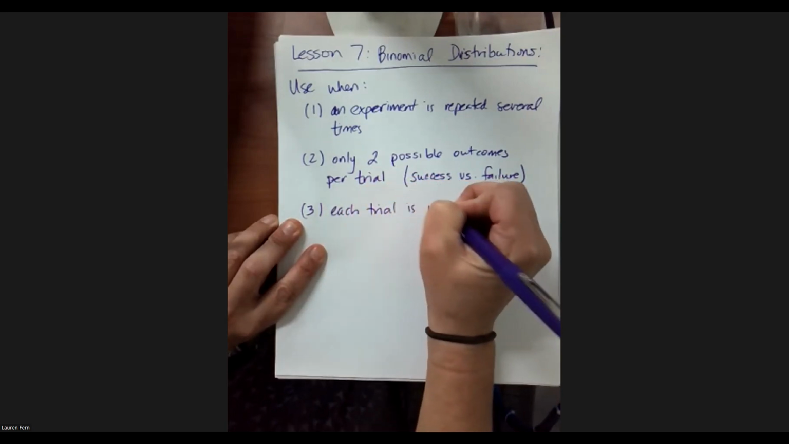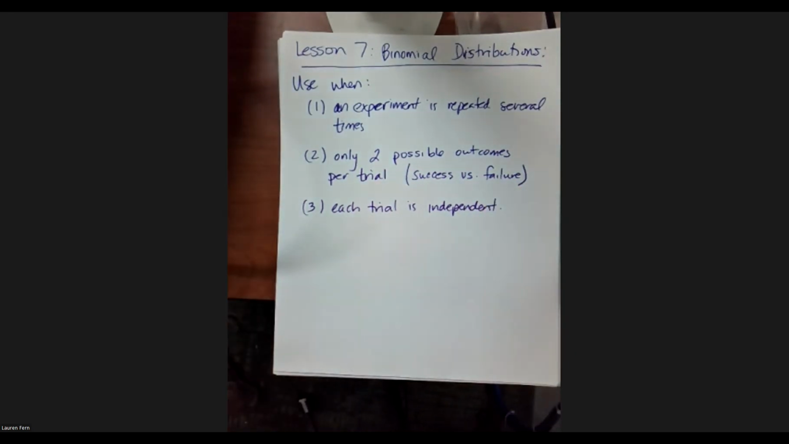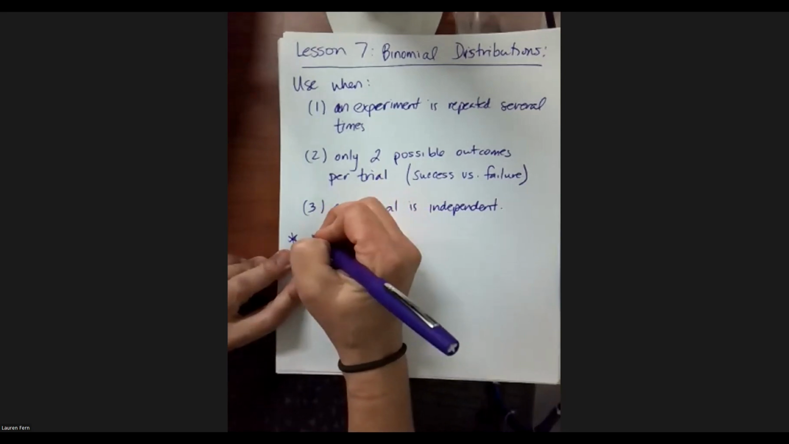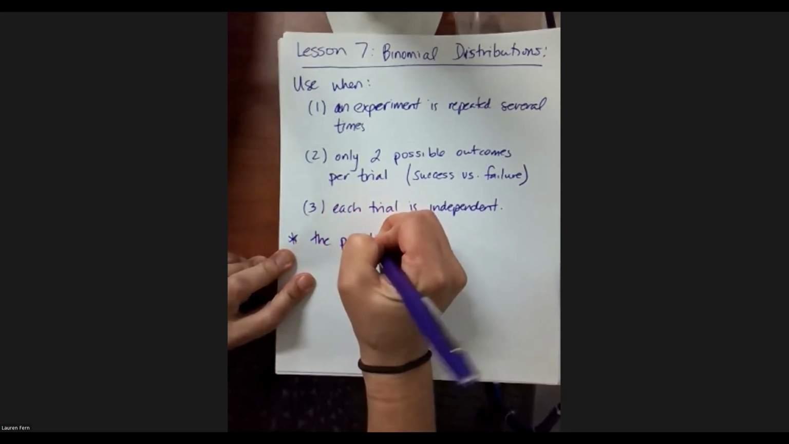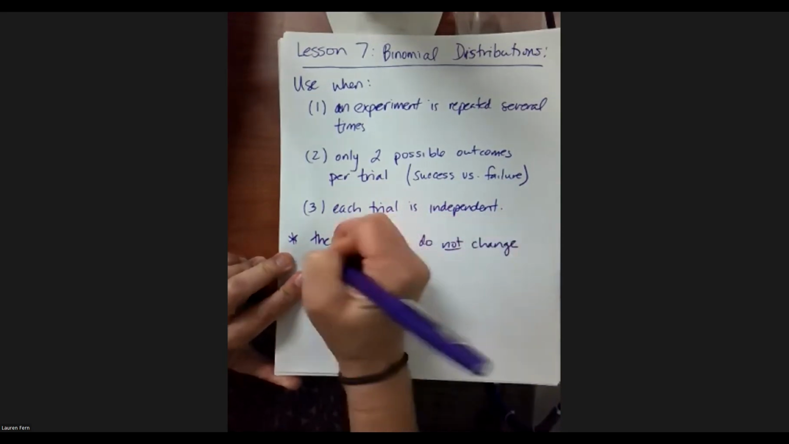And each trial is independent. Remember, we talked about independence in class on Friday. You're not going to have to check independence, I promise you, for these binomial problems. I think that would overcomplicate things. But you'll recall in class on Friday, we came up with that formula with which to check independence. Okay. And the key thing pertaining to each trial being independent is that the probabilities do not change with each trial.